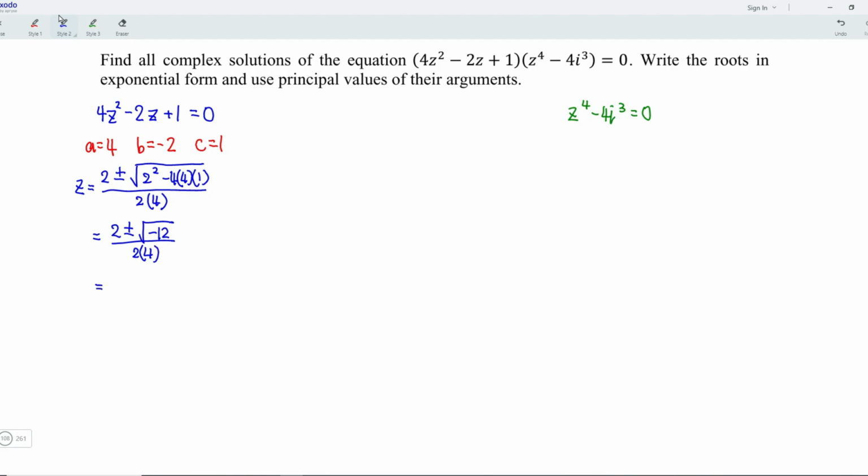As we know that negative 1 is equal to i squared, let's change it, while 12 is equal to 3 multiply 4, and the whole thing we divide by 2 multiply 4. Let's simplify. We should have 2 plus minus square root of 4i squared is equal to 2i, and we are left with square root of 3, and the whole thing divided by 2 multiply 4. Simplify, we should obtain 1 over 4 plus minus square root of 3 divided by 4 i.